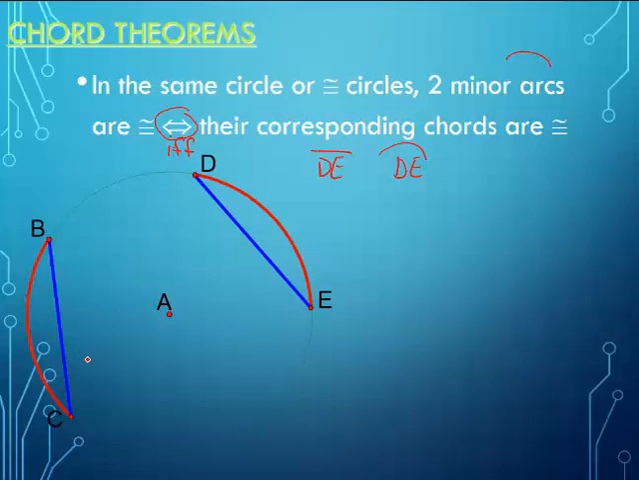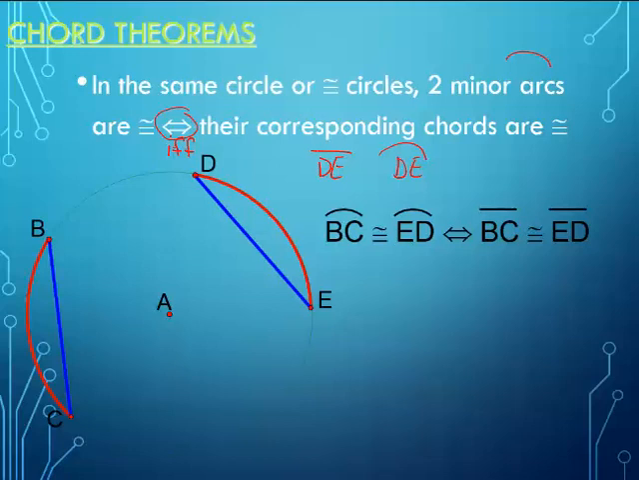Now remember, this is in the same circle, or the same size circle. And that kind of makes sense. You know, if I take a pie or a pizza and I make the exact same cut across that circle, I'm going to get the same amount of pizza there. Okay, so the arcs will be congruent if the chords are congruent. And vice versa. The chords are congruent, the arcs will be congruent.